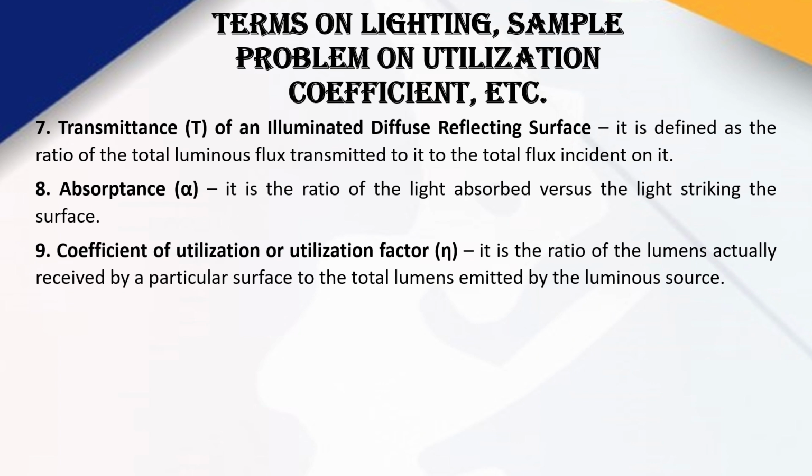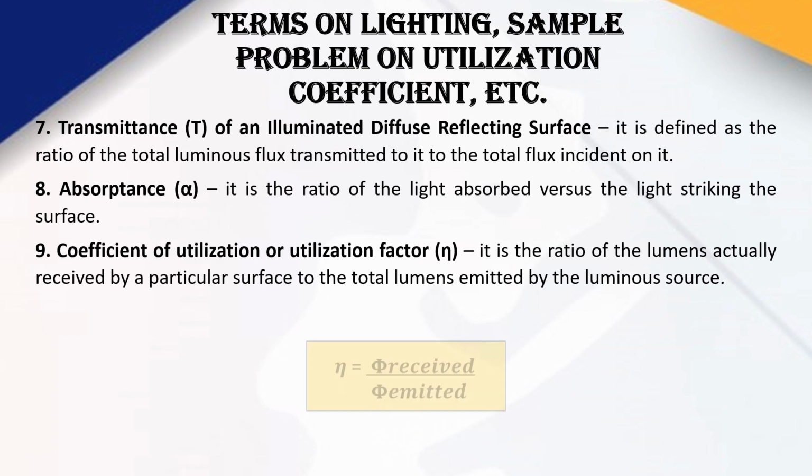Ninth, coefficient of utilization or utilization factor. Its symbol is small letter n. It is the ratio of the lumens actually received by a particular surface to the total lumens emitted by the luminous source. It is the ratio of the actual amount of light in lumens that reaches a specific surface to the total amount of light emitted by the light source. This factor indicates how efficiently the lighting setup delivers light to a given area, taking into account losses due to factors like reflection, absorption, and distribution.